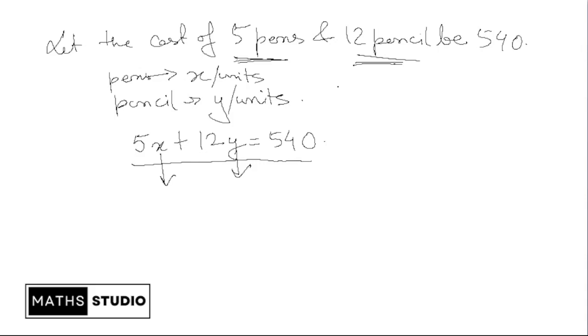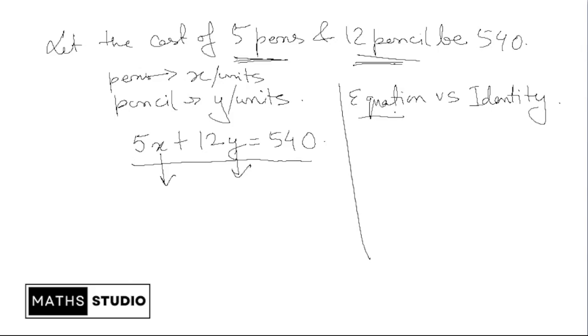Now let me ask certain questions. First thing is equation versus identity. This is a little off track thing, but it's equally important because we are generally confused. What is the difference between an equation and an identity? In an equation, we have an equal to sign, obviously, but in an identity also we have an equal to sign in between. So what is the difference between an equation and an identity?